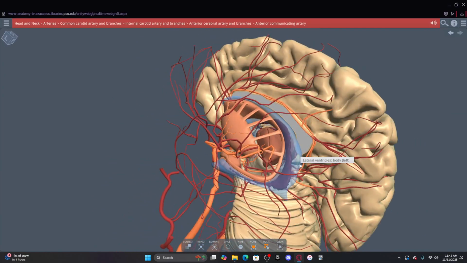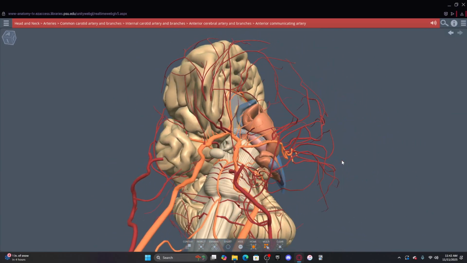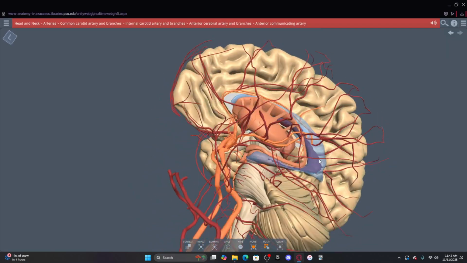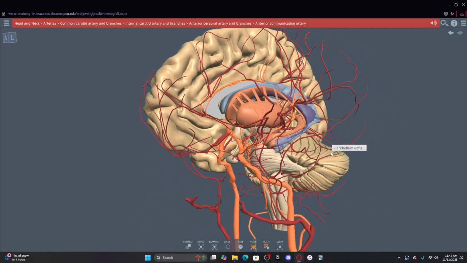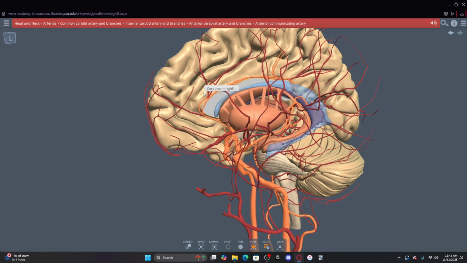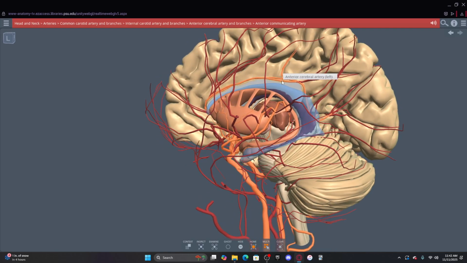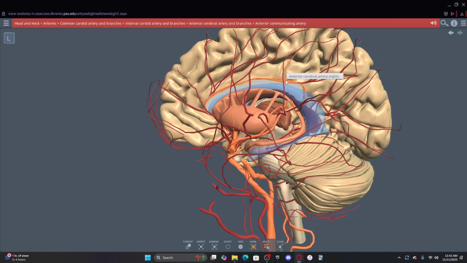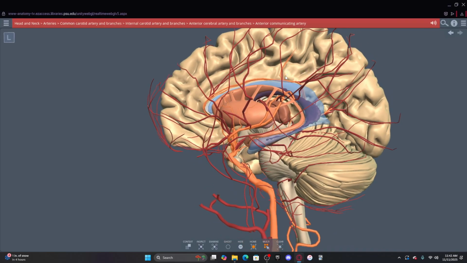And I just wanted to show you, because you can't really see the anterior communicating artery very well without the brain being bisected. So anterior cerebral artery. See how it's supplying the anterior aspect of the brain. Right? The frontal lobe, anterior cerebral artery.